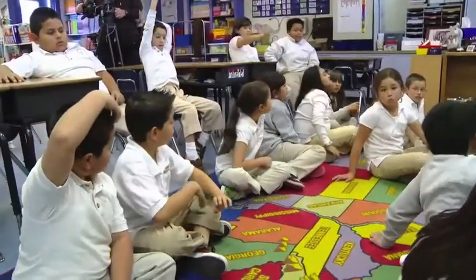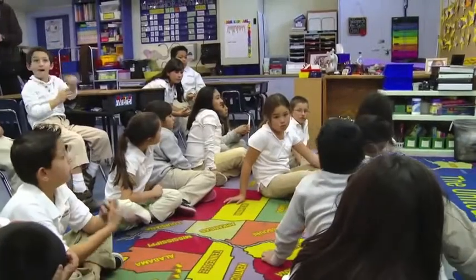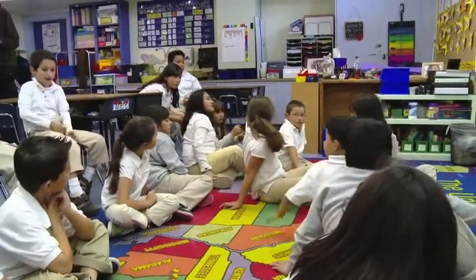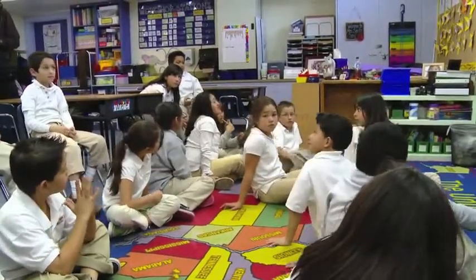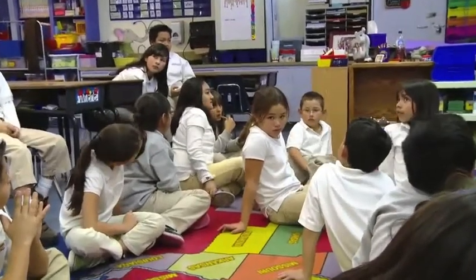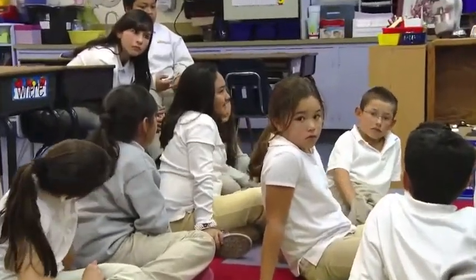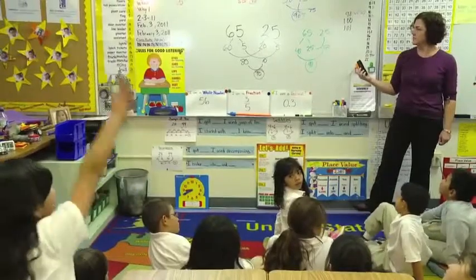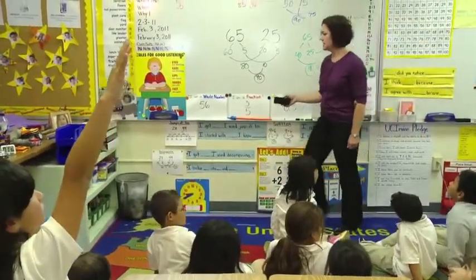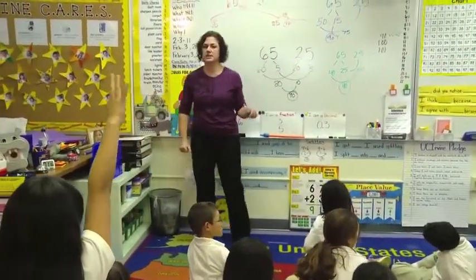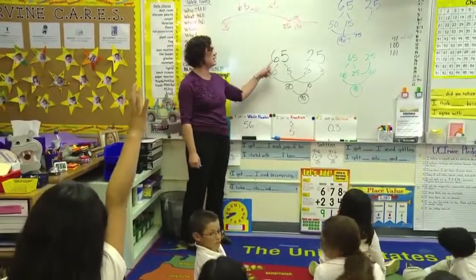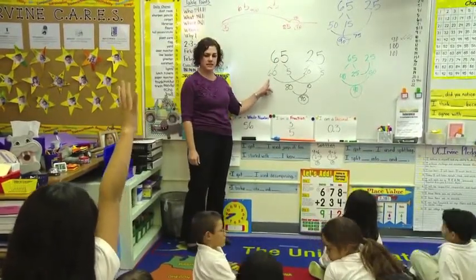Lisette? Because when you decompose, the tens had to have a 0. So good, she's got us started in the right direction. So when you decompose, you're breaking into the 60, tens.